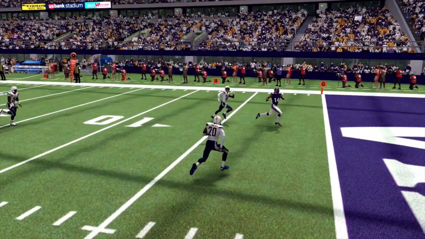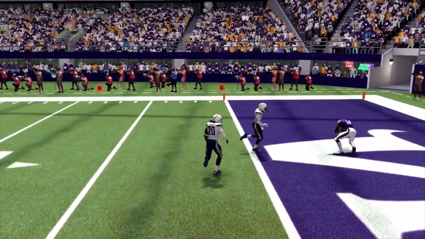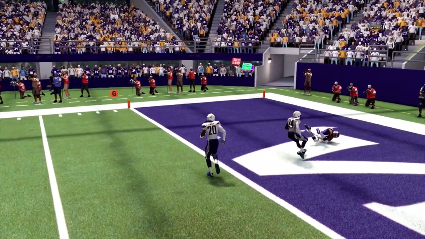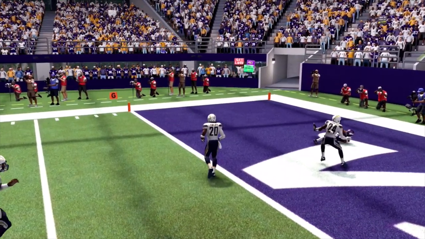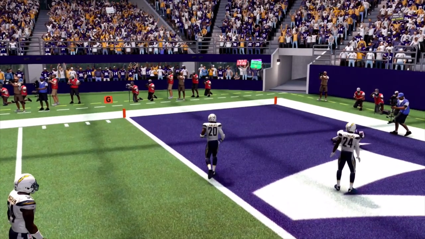But this was an outstanding play. I made the right read, and I get the touchdown. And this is on All Madden difficulty. And then the safety reacts accordingly. Dang. So there it is, guys.